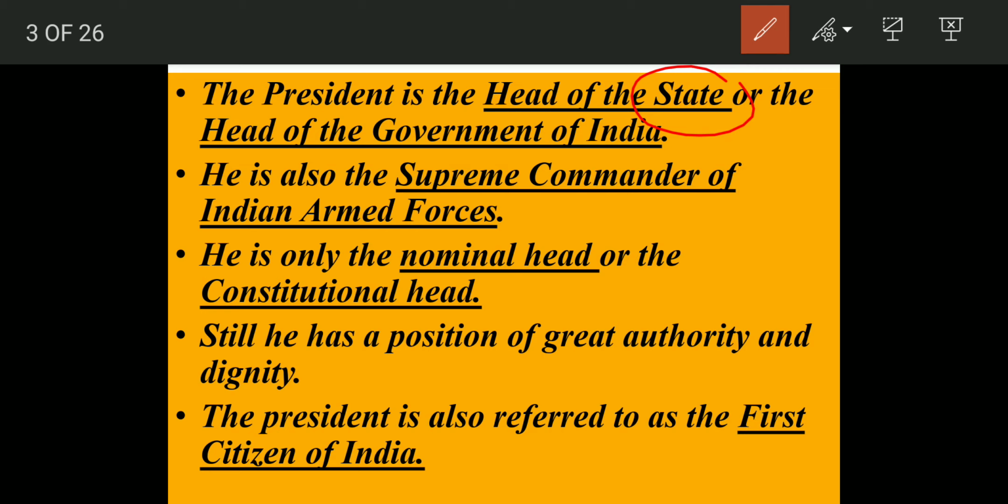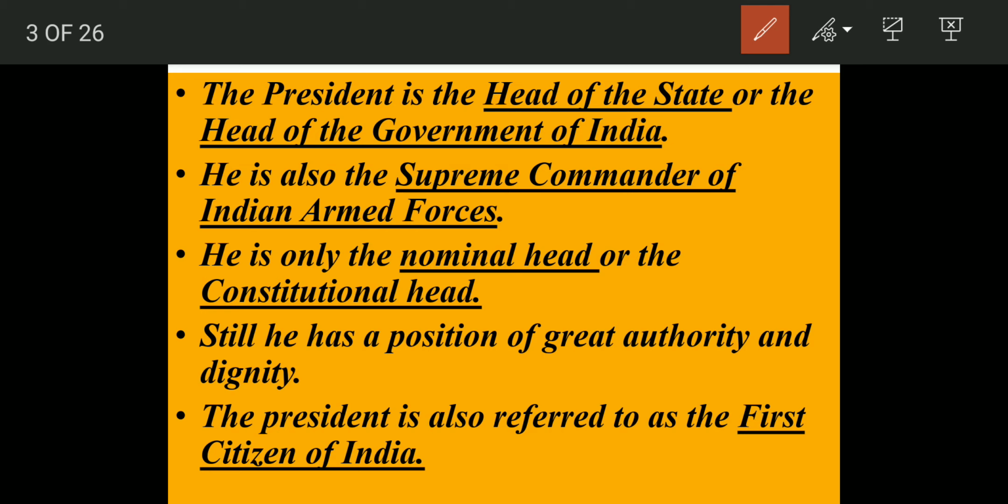One important thing is that he is only the nominal head or constitutional head. Now, what is meant by nominal head? He is just for the namesake head of the state and head of government of India. He is just a constitutional head, just for the namesake. He does not have any real powers. There are powers with the president, but the real powers, the actual powers to bring out changes and implement policies and all, lie with the prime minister.